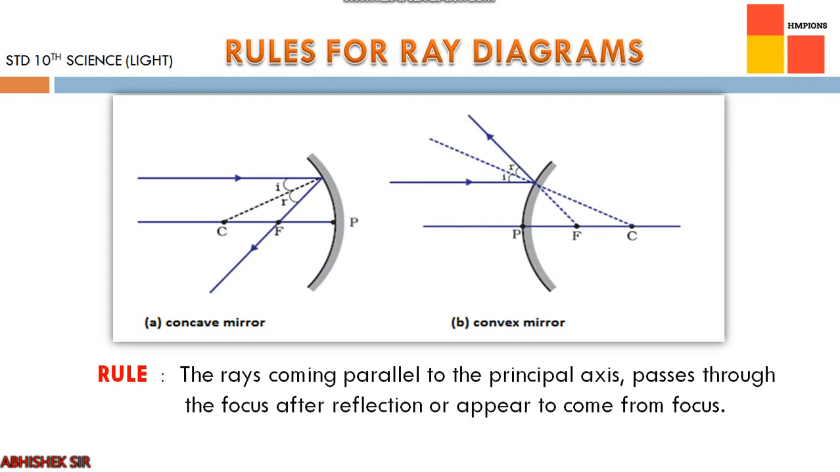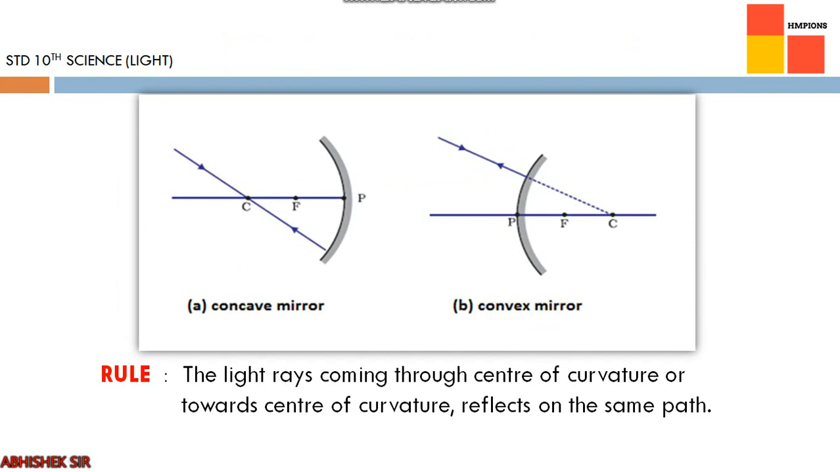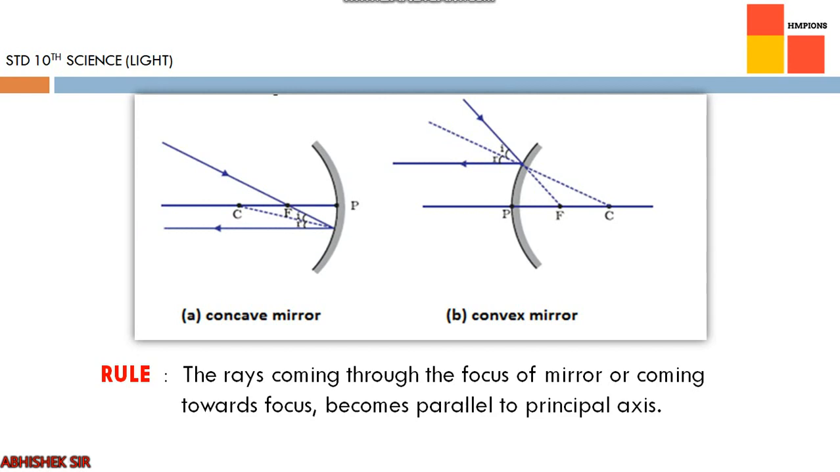So we will study four rules, out of which the first one is the rays coming parallel to principal axis will pass through the focus after reflection, or it appears to come from focus after reflection. Why are there two options? Because there are two kinds of mirrors, so we are including both the mirrors in a single rule. Moving on to the next rule, that is the light rays coming through center of curvature or towards the center of curvature will reflect on the same path. They will go back on the same path.